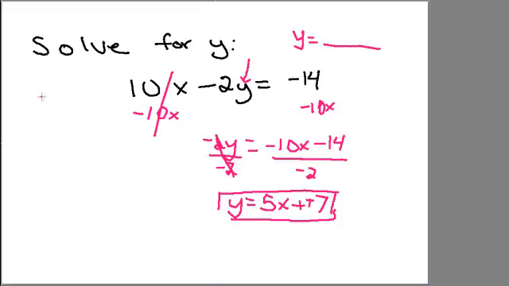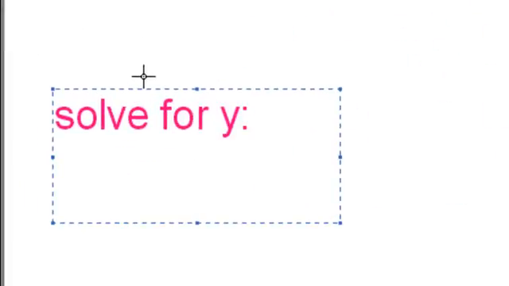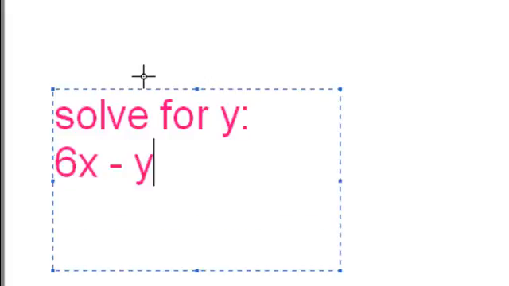So now that you have this somewhat figured out, hopefully, I want you to try one on your own. And here's the problem I want you to try. Again, you are going to solve for y, but you're going to look at the problem 6x minus y equals 4. So try that on your own now.